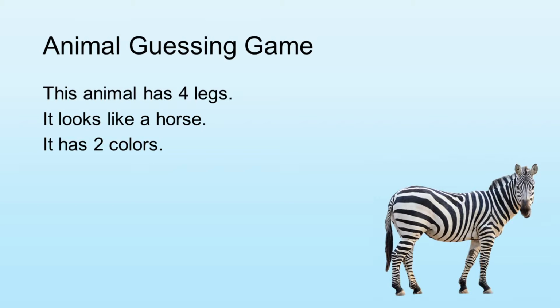This animal has 4 legs. It looks like a horse. It has 2 colors. Yes, of course, it is a zebra. Next.